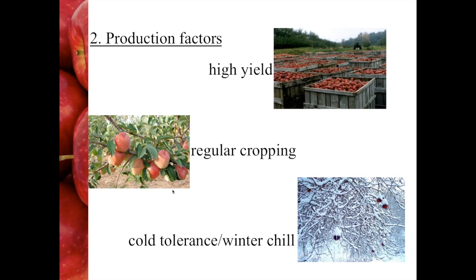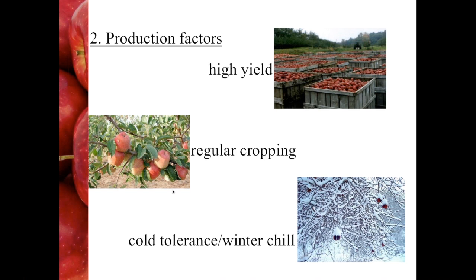Regular cropping can be a serious issue with apple. Some varieties, and Gala is a great example of this, can go into what's called a biennial cycle. That means that one year they'll produce a huge crop of very small apples, followed by a year with almost no crop. Obviously, neither of those years work really well for the grower. You can manage it horticulturally again to a certain extent by thinning the fruit, but that's expensive and labor intensive. And so if we can select varieties that are more regular cropping and are less likely to go into this biennial bearing cycle, we will be more successful.